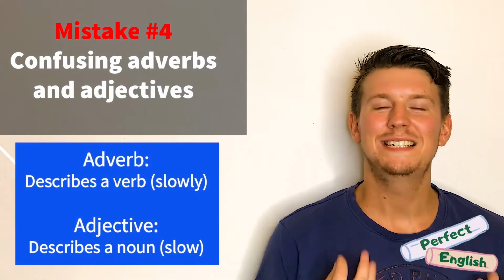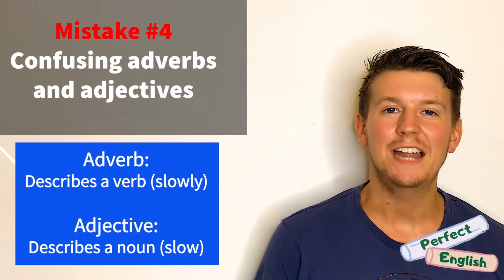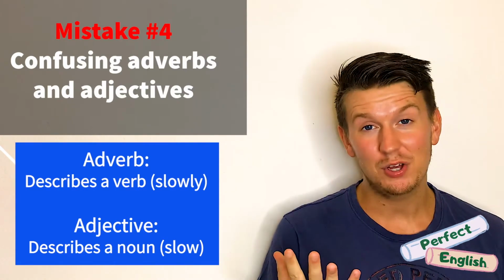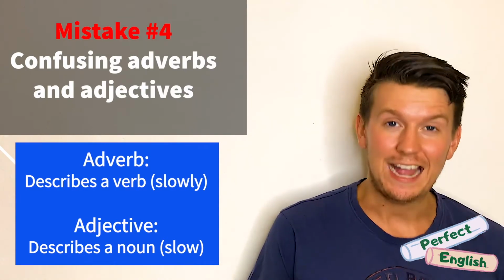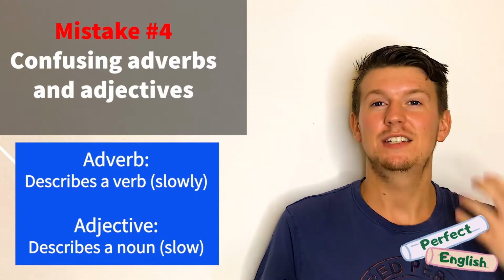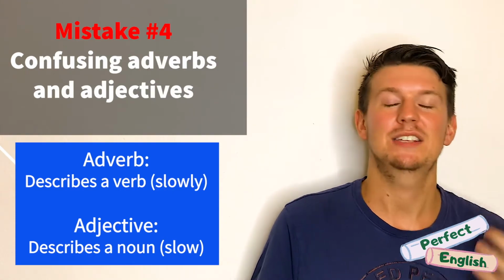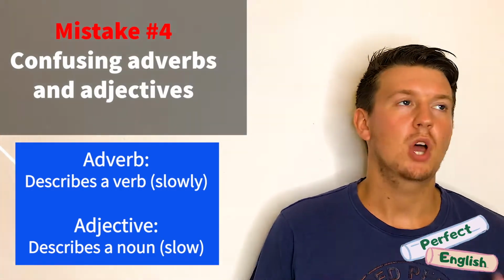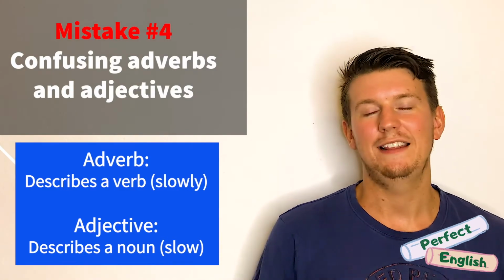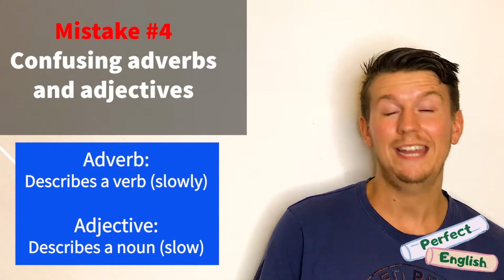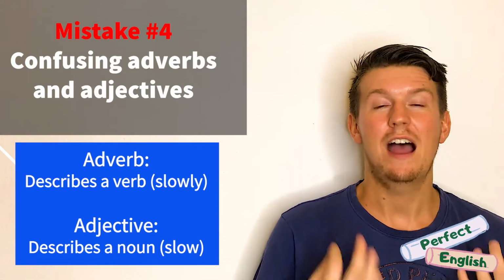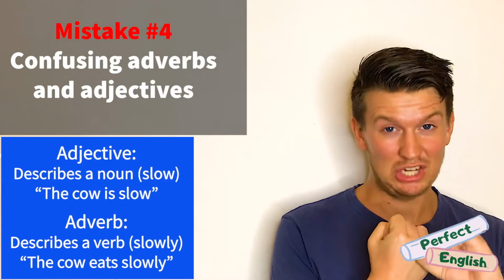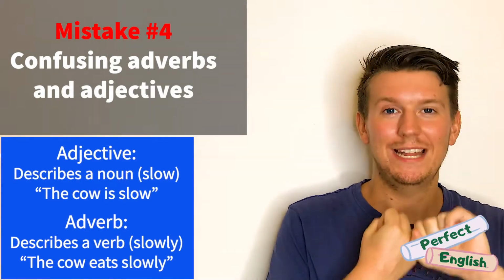And mistake number 4, confusing adverbs and adjectives. It's important to remember an adverb describes a verb, an action. An adjective describes a noun, a name, a place, an object. So these things are completely separate. Adverbs normally just end in "ly," it's the adjective and then "ly," like quick and quickly, but just be aware there are some irregularities.